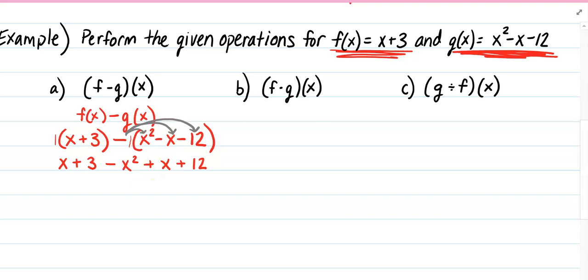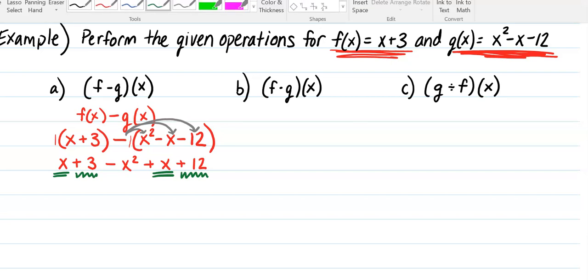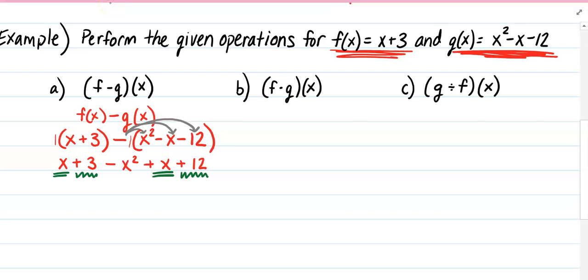And this is the part where I'm just combining like terms. So x is like terms with this x. Positive 3 is like terms with positive 12, and then negative x squared is by itself. I am going to write this in order. Remember, order means highest exponent to lowest. So I'm going to start with the negative x squared. And then x plus x is 2x. And then 3 plus 12 is 15.